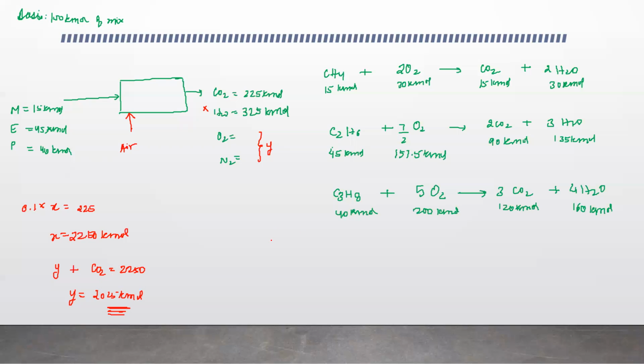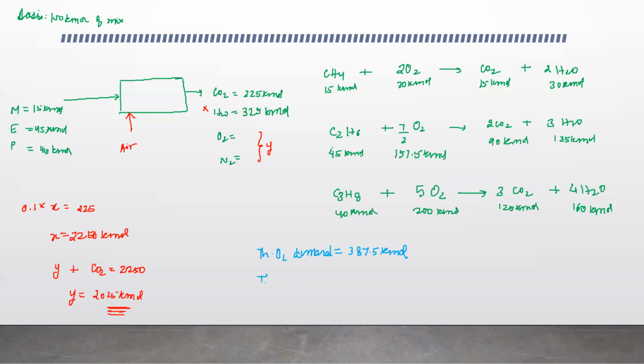Then let's see the theoretical oxygen demand for this. Theoretical oxygen demand is equal to 30 plus 157.5 plus 200. So that is 387.5 kilomole. All right.